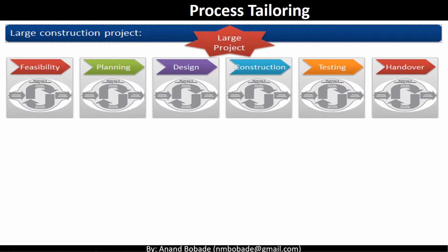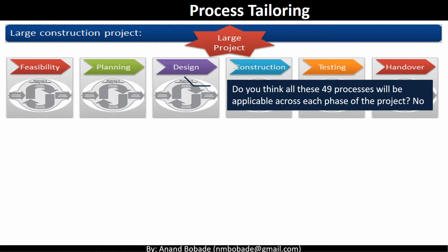Process tailoring. Look at the project life cycle. Each project phase will have 49 processes. This is the default understanding as per PMBOK guide. Do you think in reality all these 49 processes will be applicable across each phase of the project? Most of the time, no. For example, if all project work is done internally using internal resources, then procurement processes may not be required.